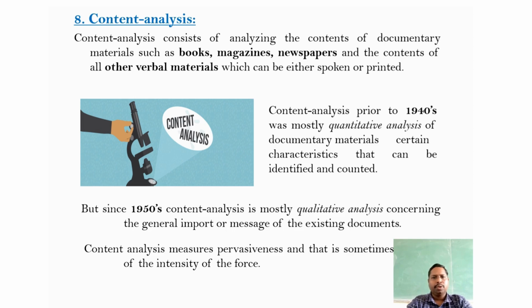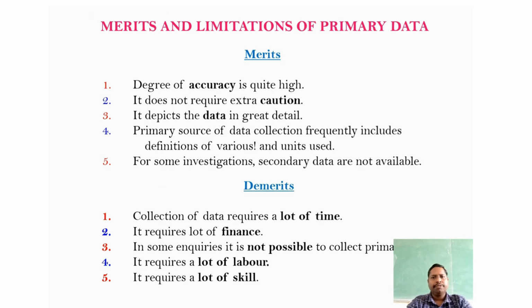It depends upon the genuineness of the content, that is books, magazines, newspapers, and other verbal materials. So there are a few merits and demerits of primary data. Degree of accuracy is quite high. It is one of the merits, and it does not require extra caution. It depicts the data in great detail. And the primary source of data collection frequently includes definitions of various units used. For some investigations, secondary data are not available.